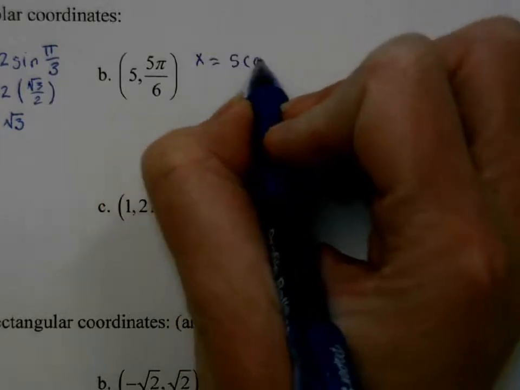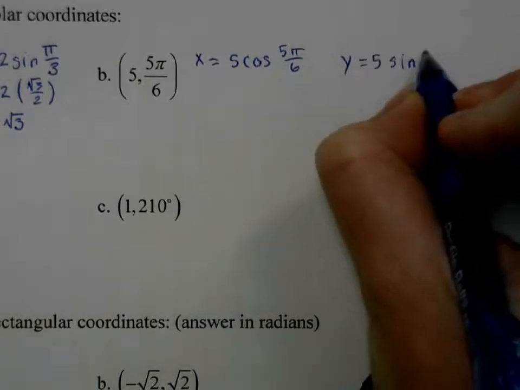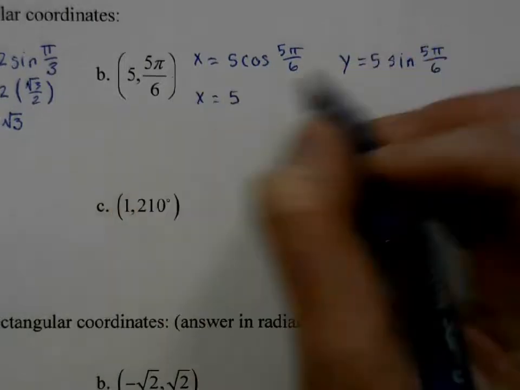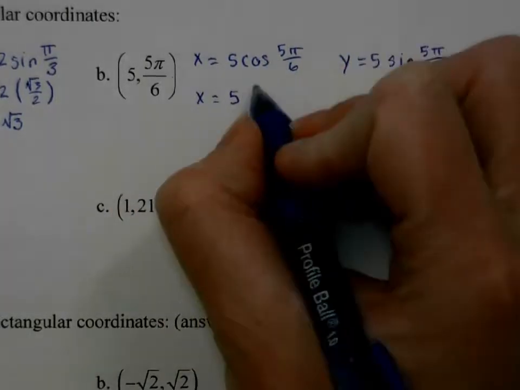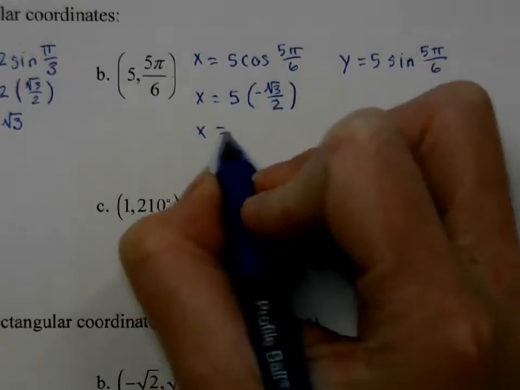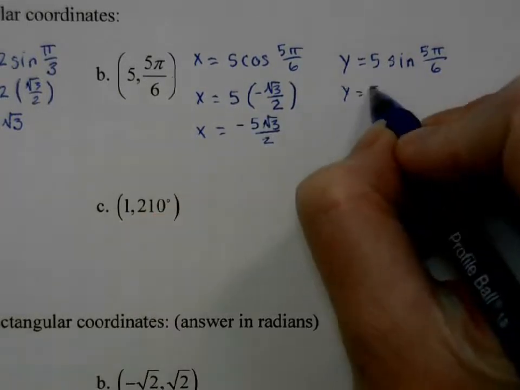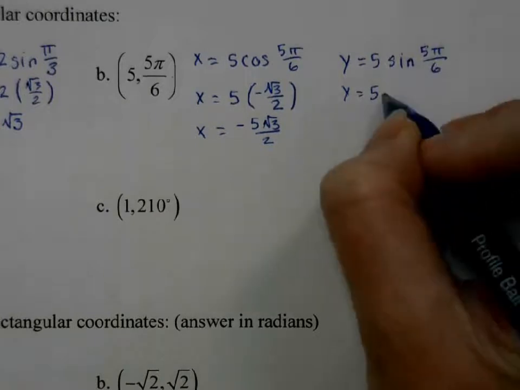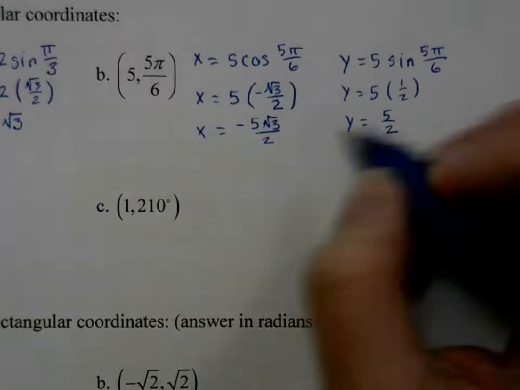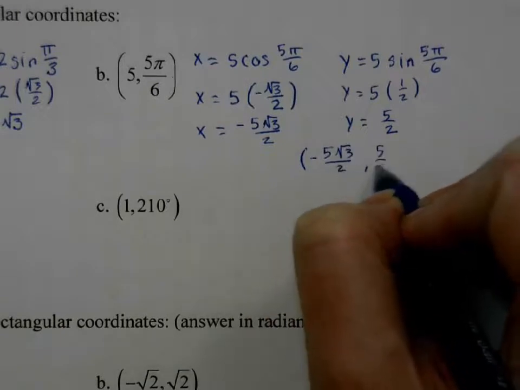X will be 5 cosine 5 pi over 6. Y is 5 sine 5 pi over 6. Using our unit circle, the x value at 5 pi over 6 is negative root 3 over 2. So this will be negative 5 root 3 over 2. The y value at 5 pi over 6 is positive 1/2. So this will be 5/2. So my coordinate is going to be negative 5 root 3 over 2 and 5/2.